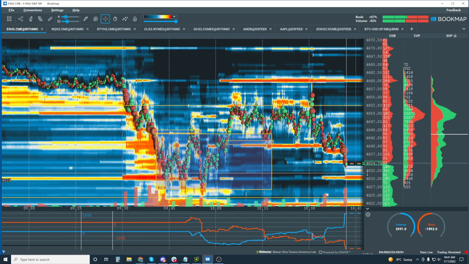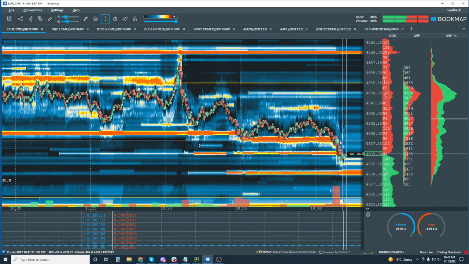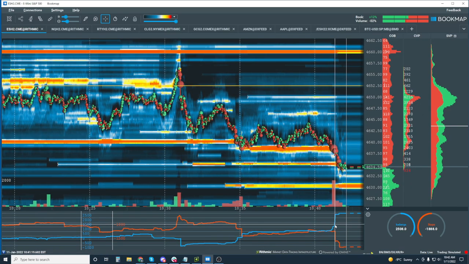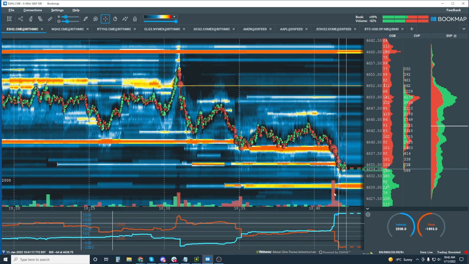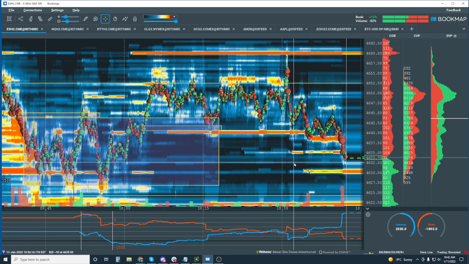Let's just... okay, there's our move into 35. All right, here come the sellers. So they finally blasted through this area here into 35. Nice iceberg buying down here. Nice stop run as well. Okay, one more push, maybe 30. Let's see if we can get to 30.